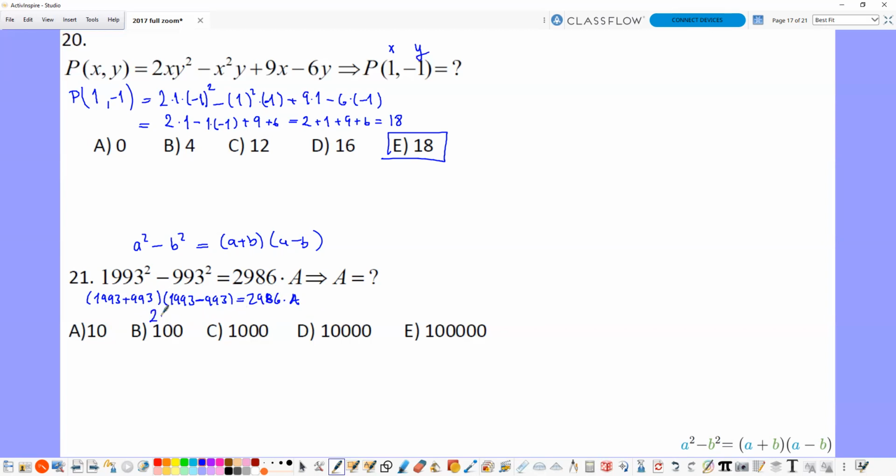So this is 2986 times 1000. When you subtract, this is 2986 times 8. When you simplify this, a becomes 1000, which is c.